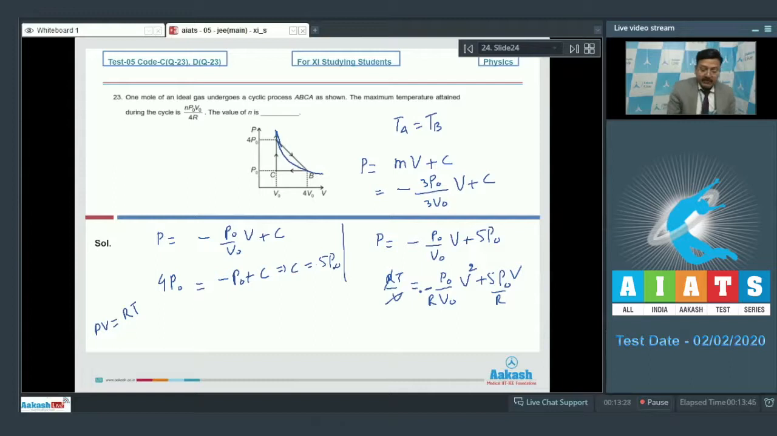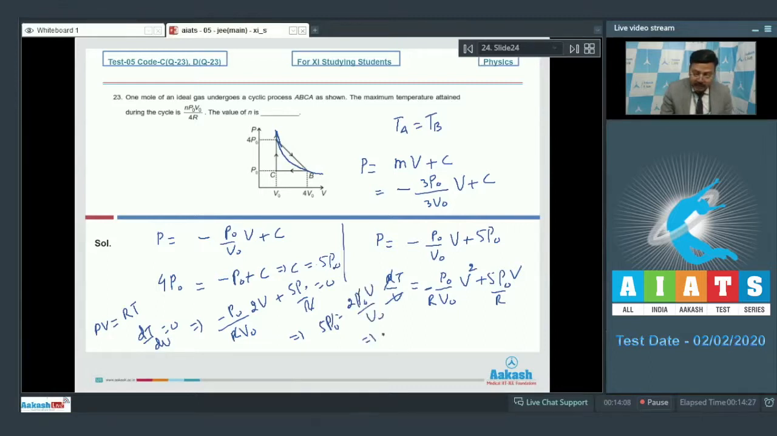It will have a maximum, and for the maximum value of T, dT by dV has to be equal to 0. So if I put dT by dV equal to 0, we get minus P naught by R V naught into 2V plus 5 P naught by R is equal to 0. We can strike off all R, because the right hand side is 0. The value of 5 P naught is equal to 2 P naught V by V naught, or V is equal to 5 V naught by 2.